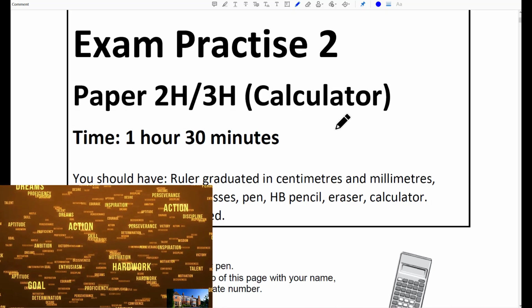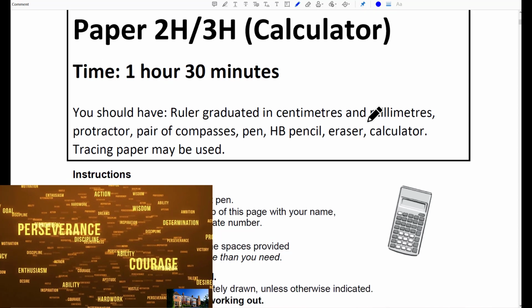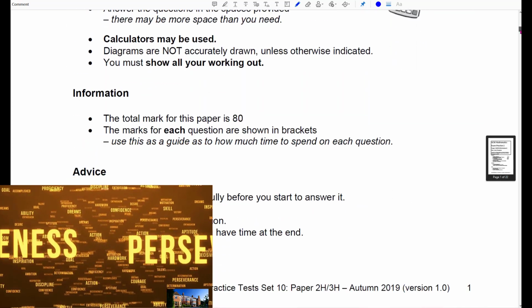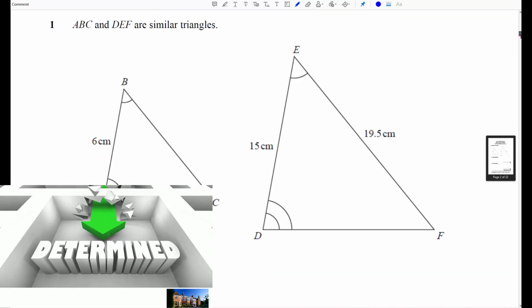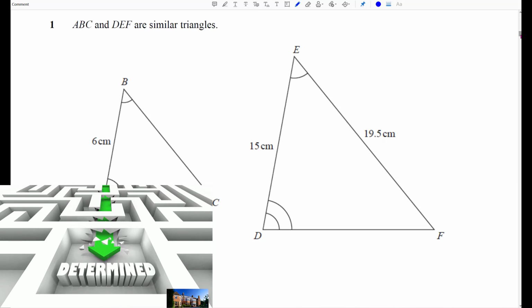Okay class, this is exam practice 2, paper 2H and 3H just combined, and this is going to really help you revise. Use a calculator. Do use it to double check your working, but make sure if you've got a 3-mark question, have 3 lines of working out still, because students always miss out on effort marks.